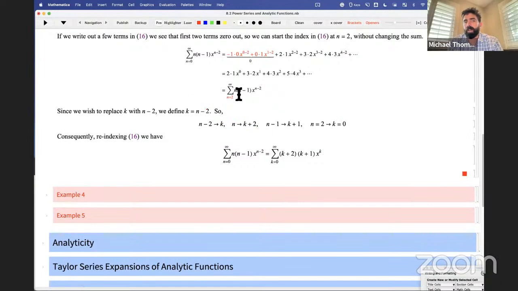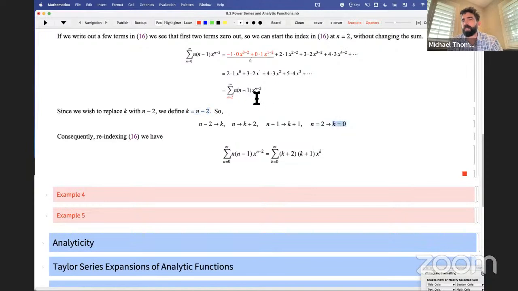Okay, I also need to switch out this n minus 1. So in order to get an n minus 1 here, I would just add 1 to both sides. So n minus 1 equals k plus 1. And this one starts off at n equals 2. So you want to ask yourself, when n equals 2, what's k? Well, if n equals 2, then k is just 0.